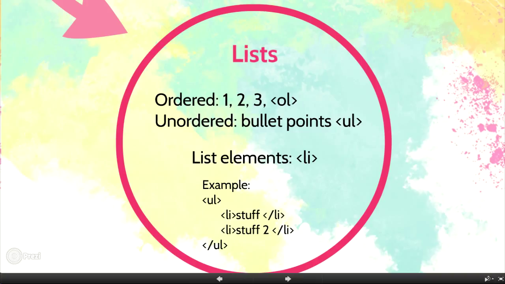So we have two kinds of lists that we can work with. We can work with either an unordered list or we can work with an ordered list. So an ordered list just means you're numbering something from 1 to like 10 or something like that. And an unordered list is just bullet points, right?